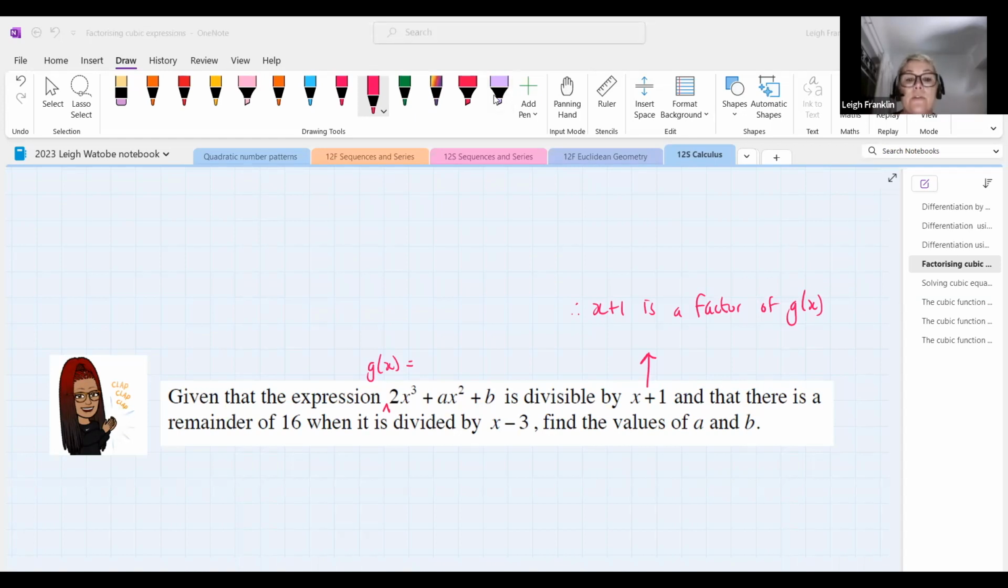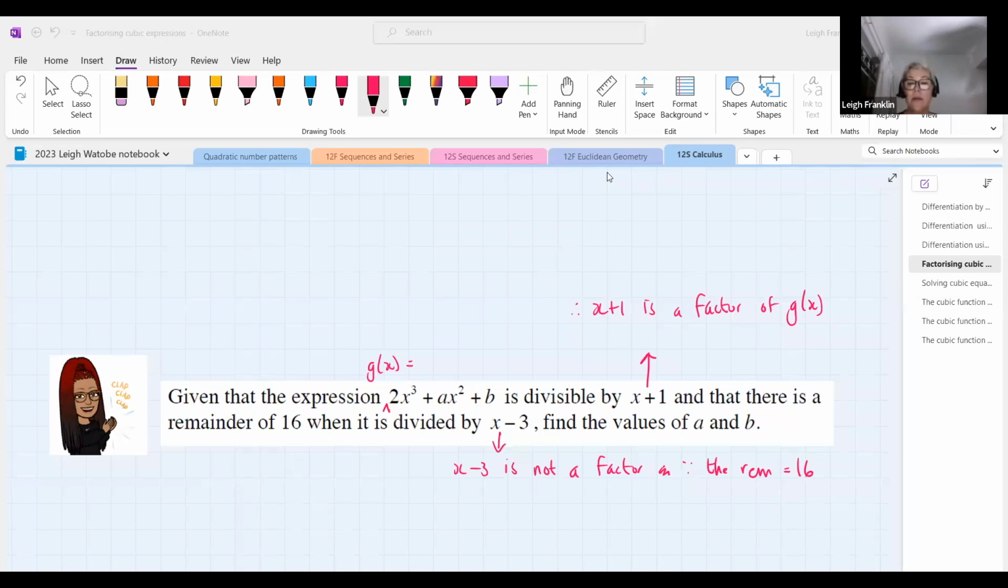Correct. Okay, so x minus 3 is not a factor, because the remainder is equal to 16.